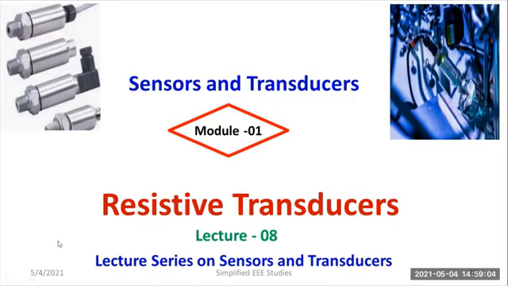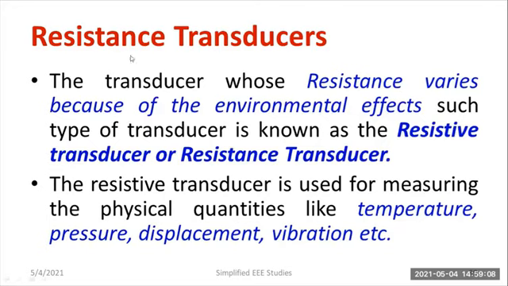Let us continue the discussion on resistive transducers. First and foremost, let us understand what we mean by a resistive transducer, or resistance transducer. It is a transducer whose resistance varies because of environmental effects such as temperature, pressure, etc. Such transducers are known as resistive transducers, or resistance transducers.